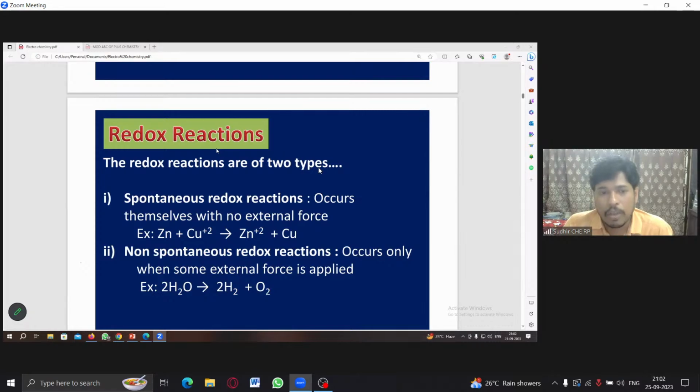One is spontaneous redox reactions, and the second one is non-spontaneous redox reactions. So simply you can understand. I don't want to take much time, just 5 minutes, you stay back.